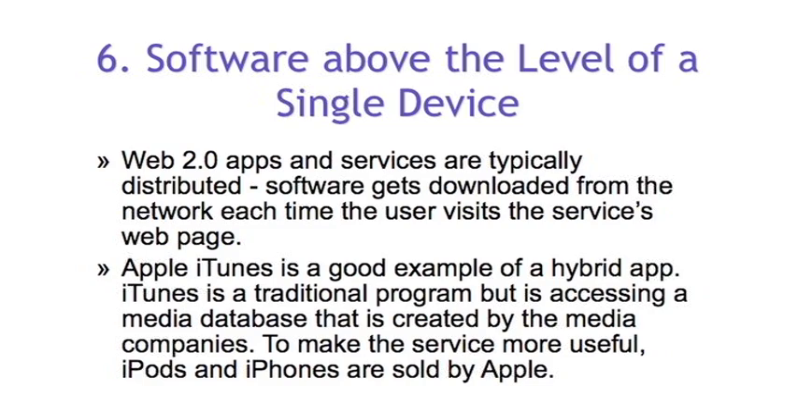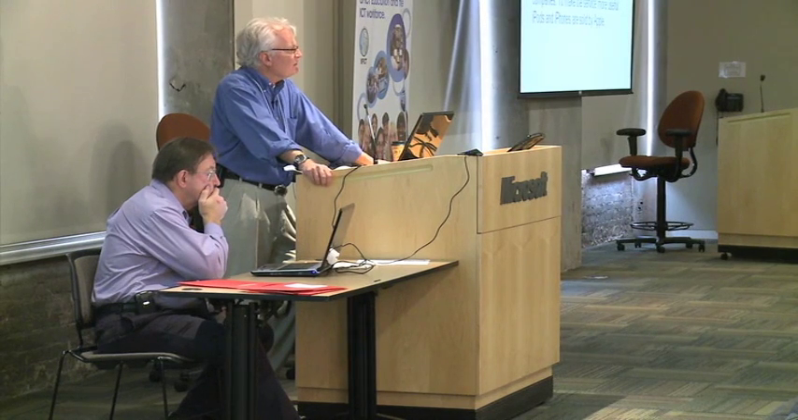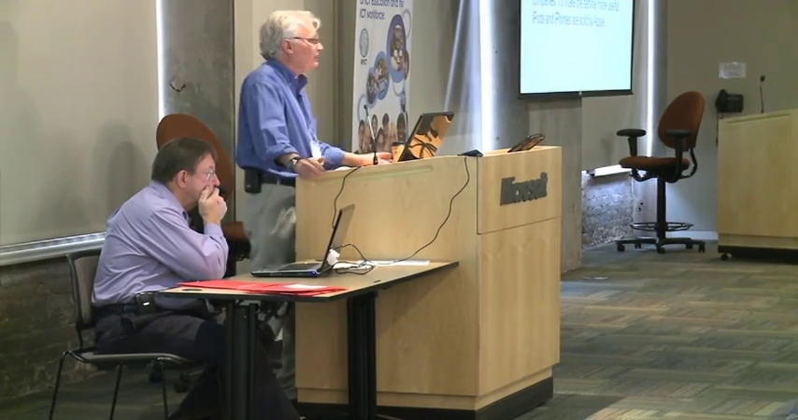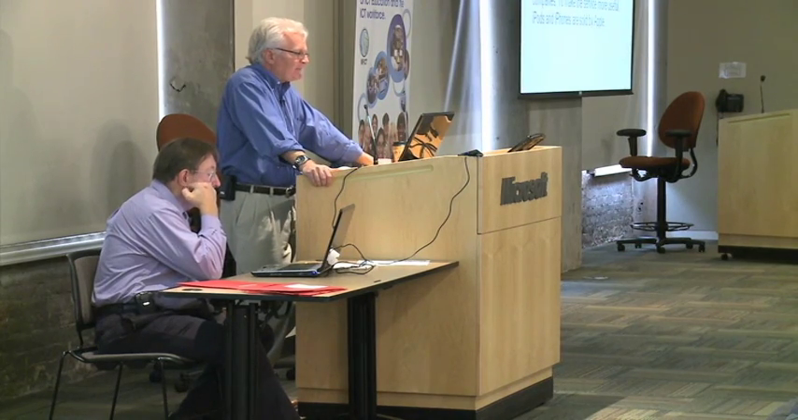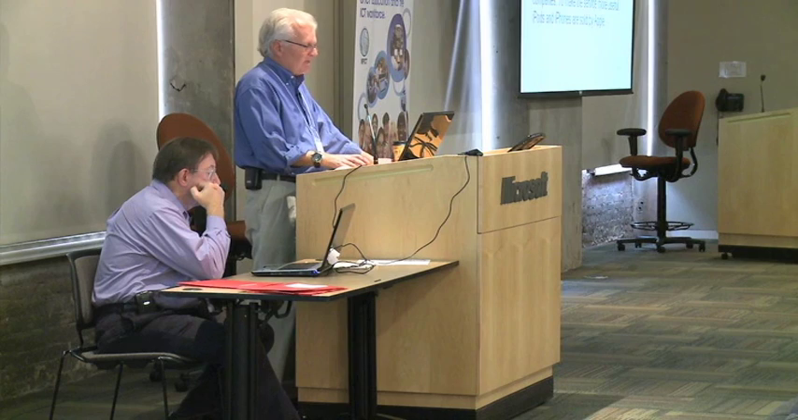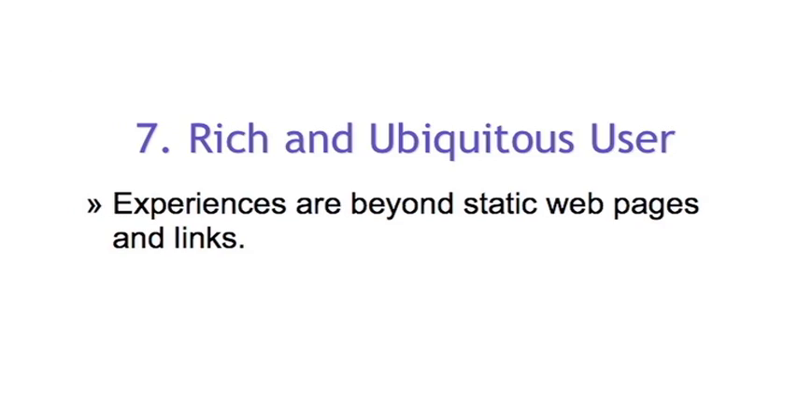Software above the level of a single device. The Web 2.0 apps and services are distributed. Software gets downloaded from the network each time the user visits the service's web page. So they're, again, above that level of a single device. iTunes is a good example of a hybrid application. It's a traditional program. It's accessing a database that's created by media companies. You can access it on your desktop machine. You can access it on an iPod or an iPhone. So it's an app that's been designed to run on different devices.